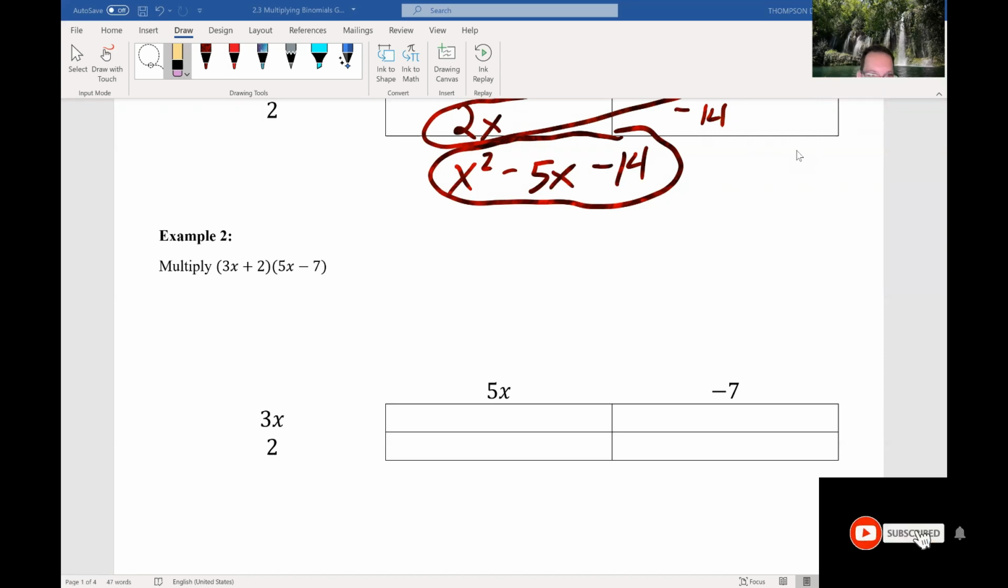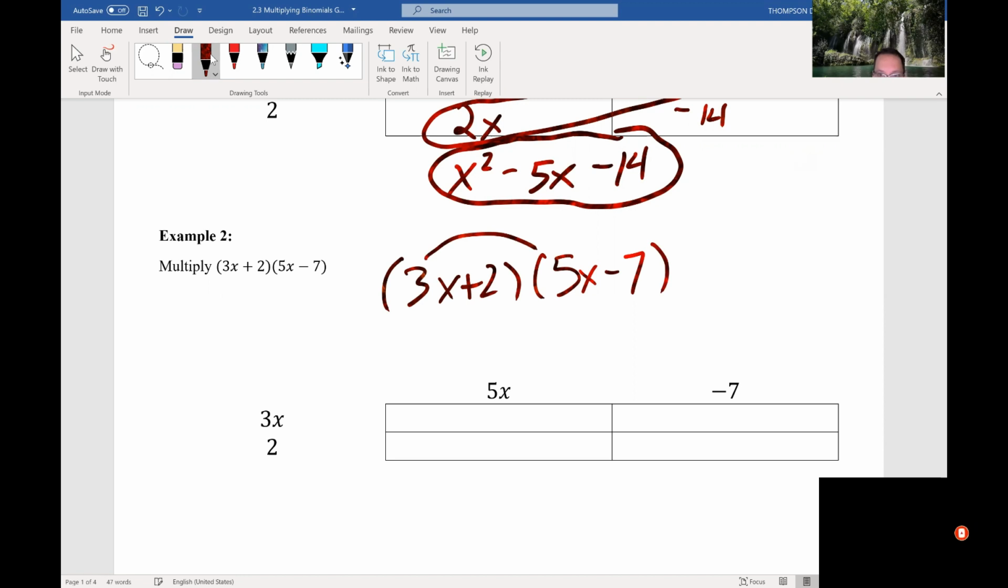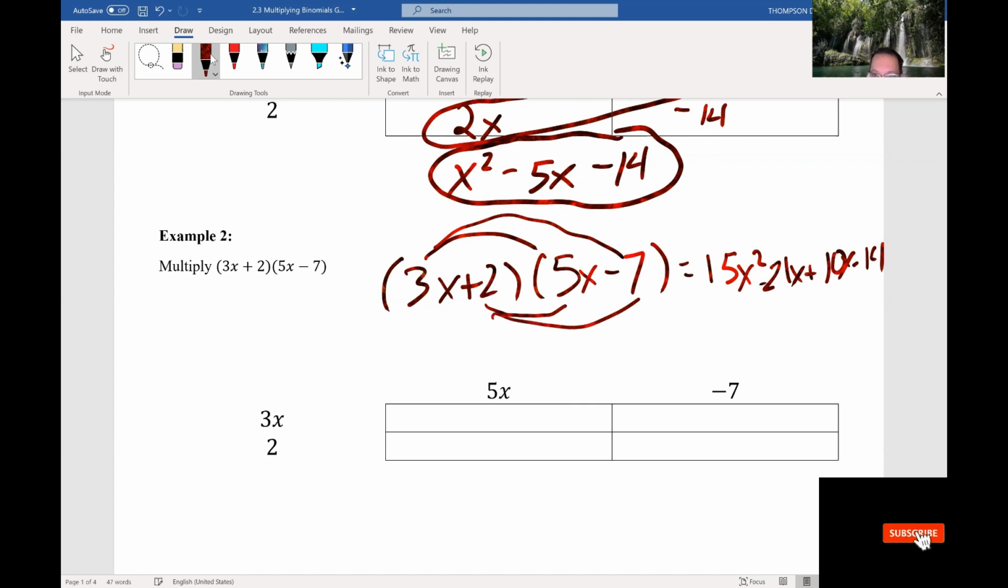Example 2. Multiply 3x plus 2 and 5x minus 7. First we'll solve it using FOIL. So we have 3x plus 2 and 5x minus 7. Multiplying, we get 15x squared, minus 21x, plus 10x, and then minus 14. Remember FOIL: first, outer, inner, last. Combining the middle terms, we get 15x squared, negative 21x plus 10x is minus 11x, minus 14.